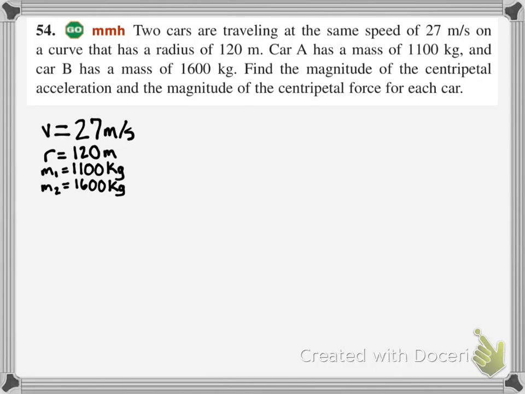And we know the formula for centripetal acceleration is a_c equals v squared over r. So since we are given both the velocity and radius, we can simply plug in and solve. So now we have 27 squared divided by 120, which equals about 6.1 meters per second squared.